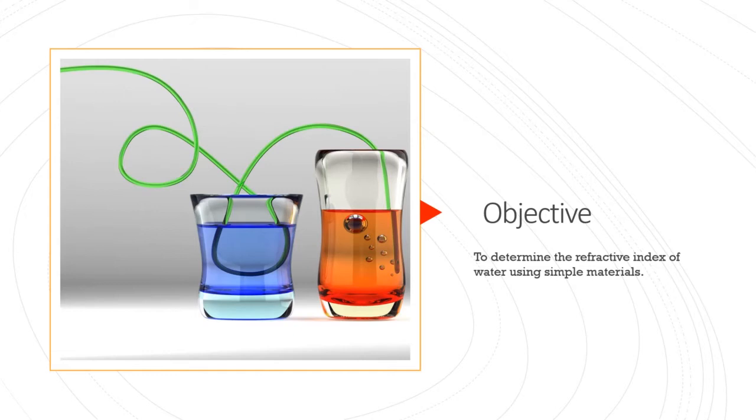The objective of our experiment is to determine the refractive index of water using simple materials. There are various laboratory methods which, with the help of suitable instruments, allow the measurement of refractive index. For example, the film method using lasers, the apparent depth method using a microscope, and the angle of deviation method using a spectrometer, among others.